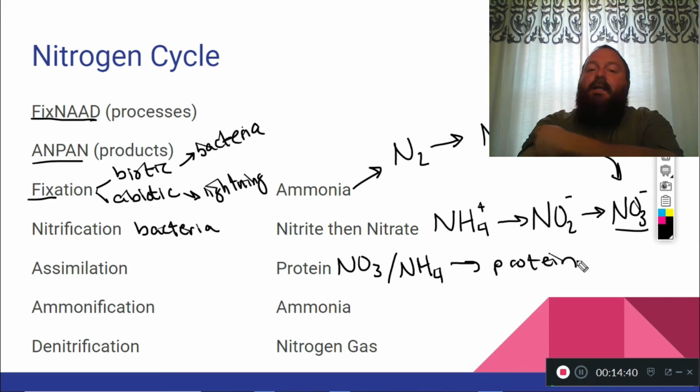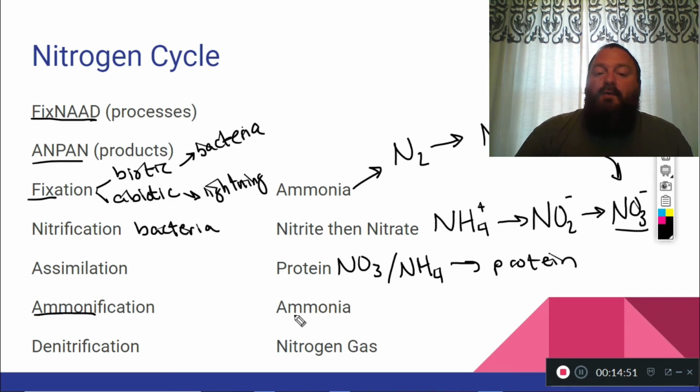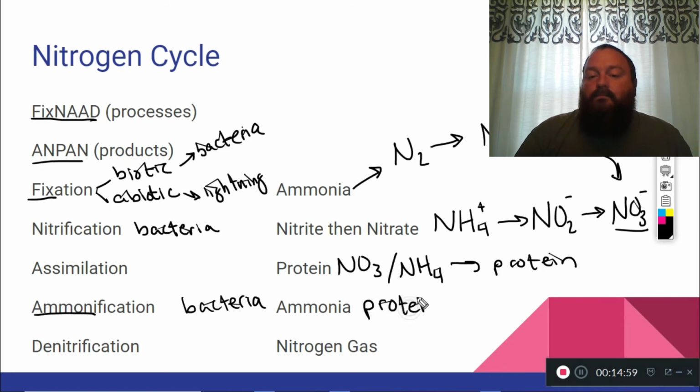Right? As those plants and animals are eating those proteins, and as they start to die, the plant matter dies, or the animals poop, or the animals die themselves, they're going to undergo ammonification. And the ammonification is going to be done by bacteria again, and it's going to take the protein and convert it back into ammonia. And again, it's NH3, but then it reacts with the water in the ground to change it into NH4.